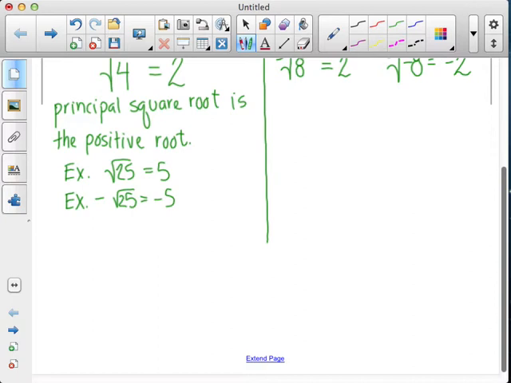If I give you an example like this, and I say, what is the square root of 64? Am I talking about the positive root or the negative root there? I'm talking about the positive root, so it's 8. Let's say I ask you, what is the negative square root of 64? Well, I'm talking about negative 8 there.